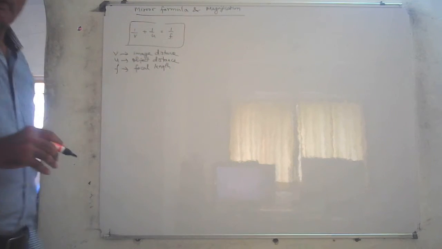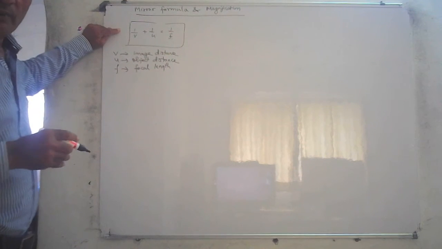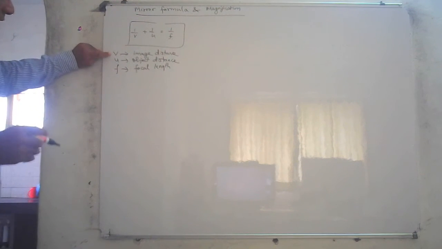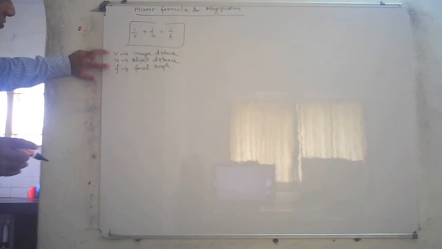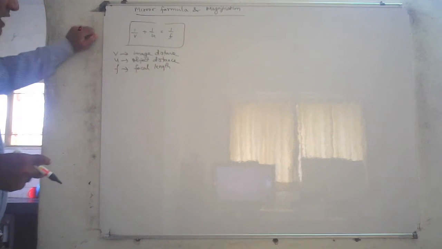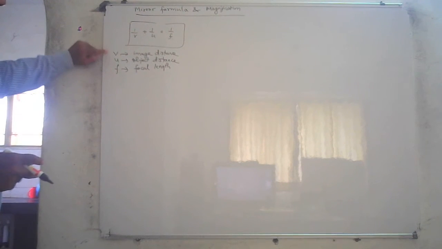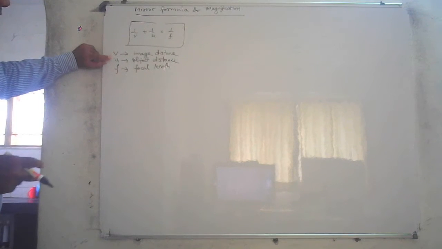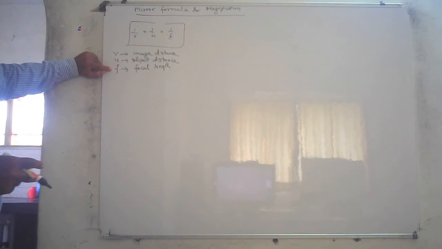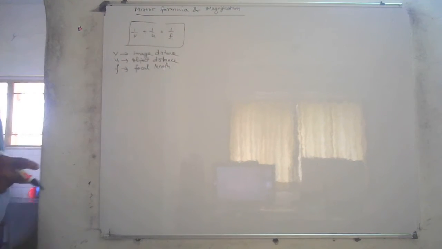Alright, while solving numericals, while solving problems, we have to use this formula. That means you will require V, U and F. Out of these three, any two will be given to you, and you have to find the third. If object distance and image distance is given, find the focal length. If object distance and focal length is given, then find the image distance, and so on. Whatever two things are given, one thing is not given.